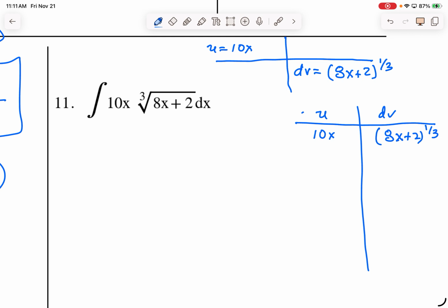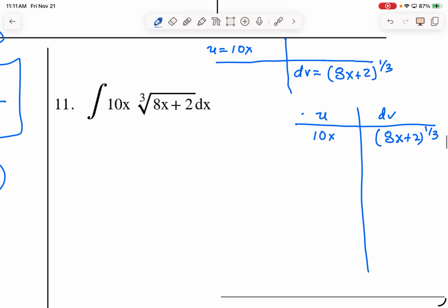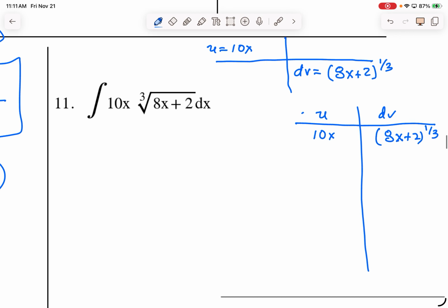And by the way, I don't think I'd give you one this bad. Would it be no calc? Yeah, you're probably not going to have a calculator on this one. And then it's to the what power? Or it's 8x plus 2 to the what power? 7/3 plus what? C.